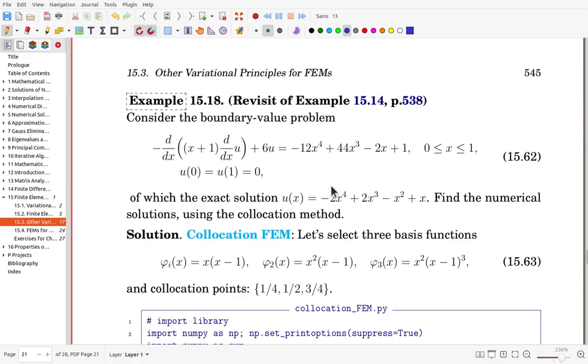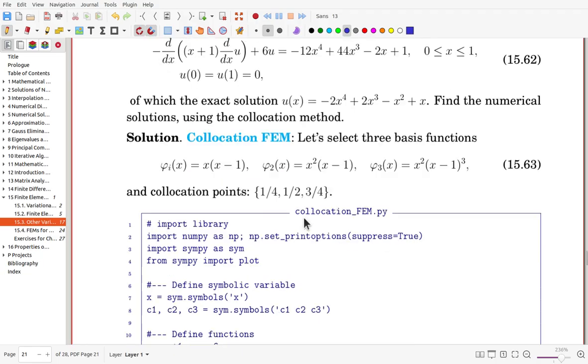Okay, we solved this problem by using the Galerkin method. Now we'll see this problem again, and we'll try to solve it by using the collocation method. P is x plus 1. The domain is from 0 to 1, so that is positive. And we have this boundary condition. The right side is made so that the exact solution is here. Find the numerical solutions using the collocation method.